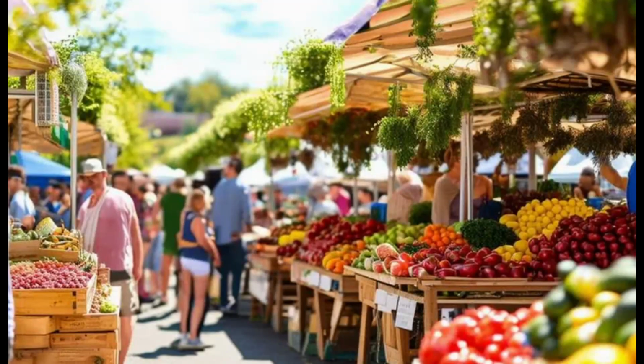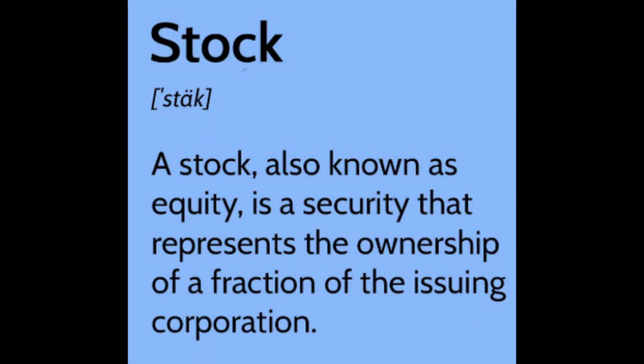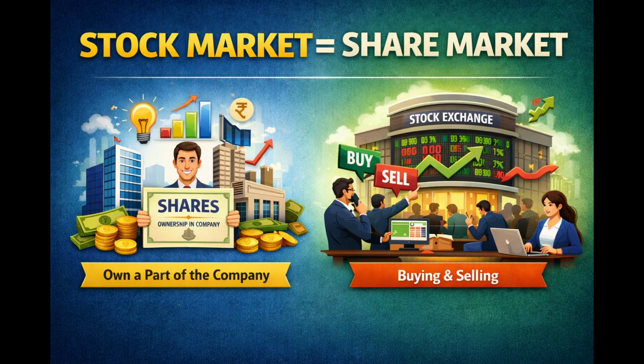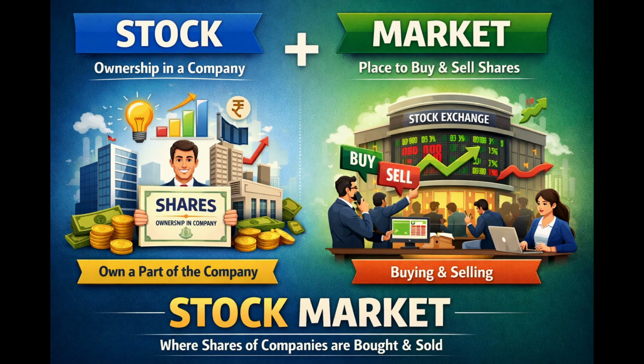Market is a place where people regularly gather for the purchase and sale of goods. Next word is stock. Stock is a security that represents ownership of a fraction of a company. Stocks are also known as shares. That's why stock market is also called share market. Now we know stock and market. So stock market is basically a place where people buy and sell shares of companies.